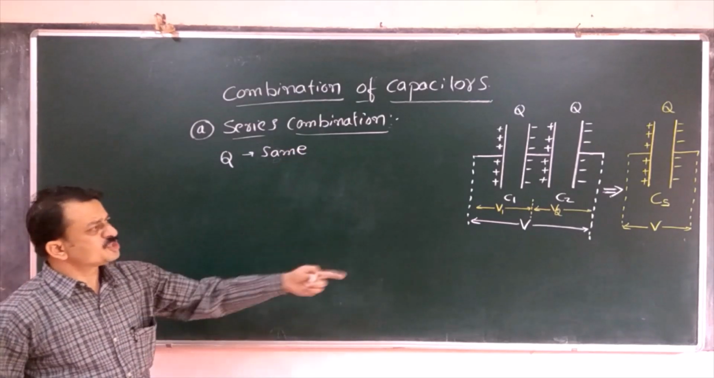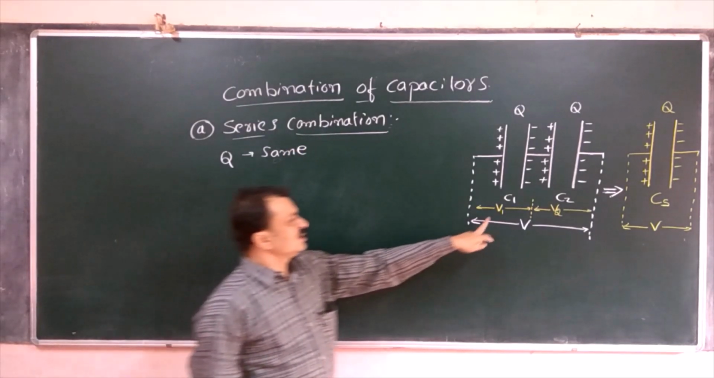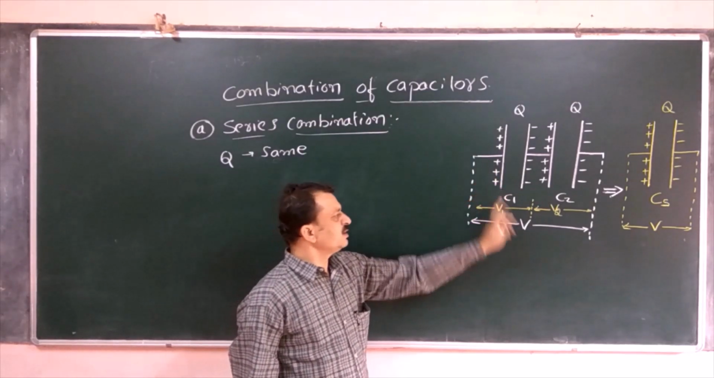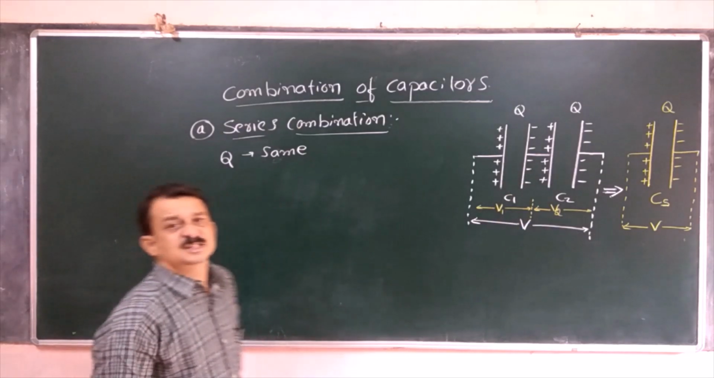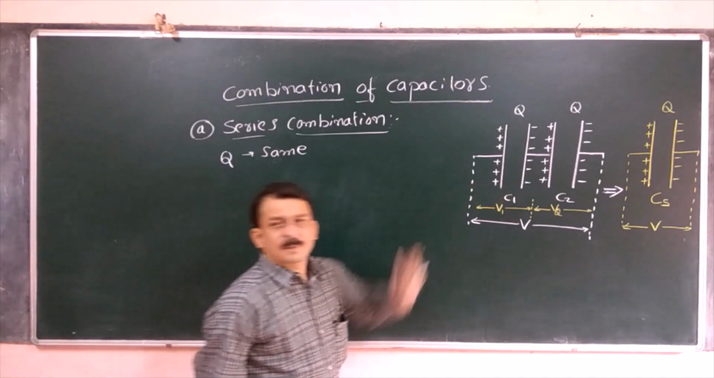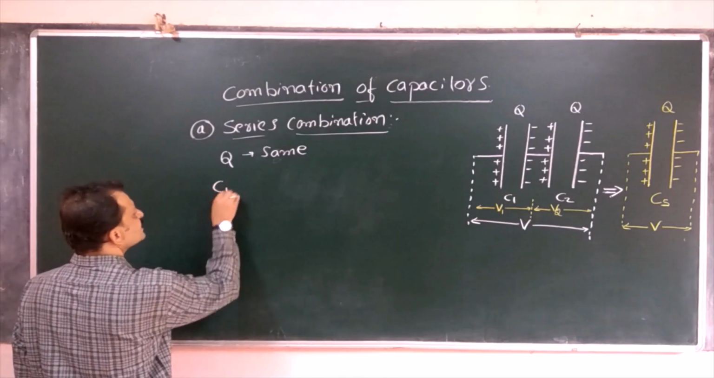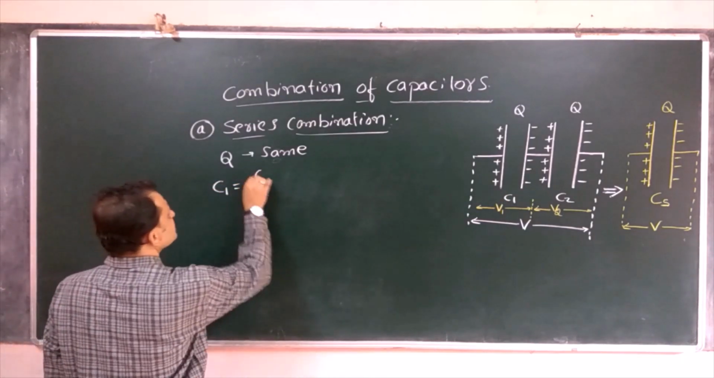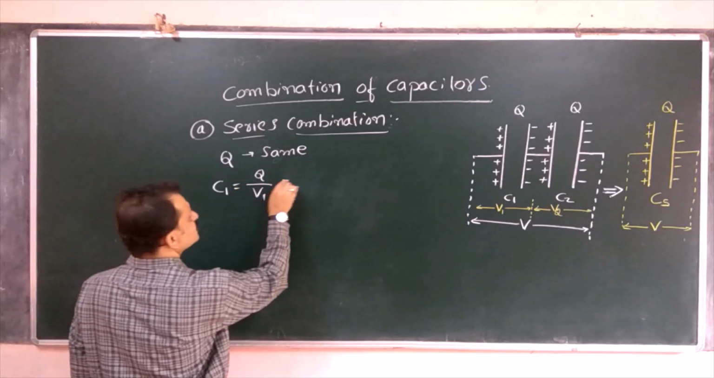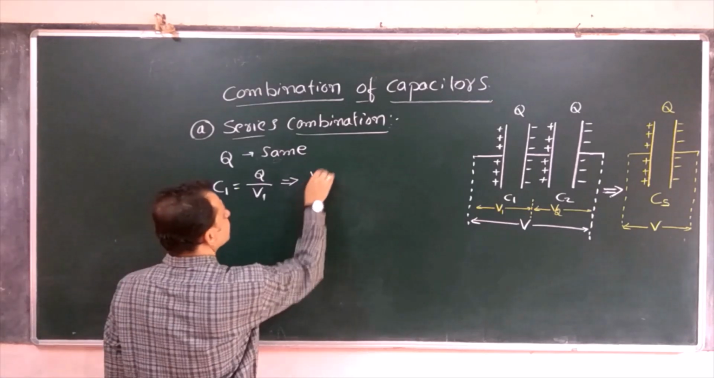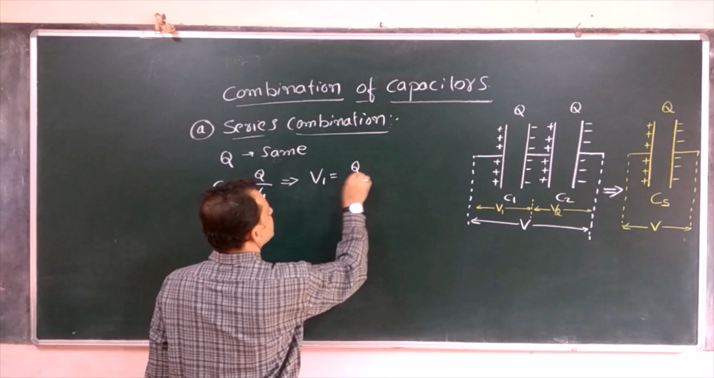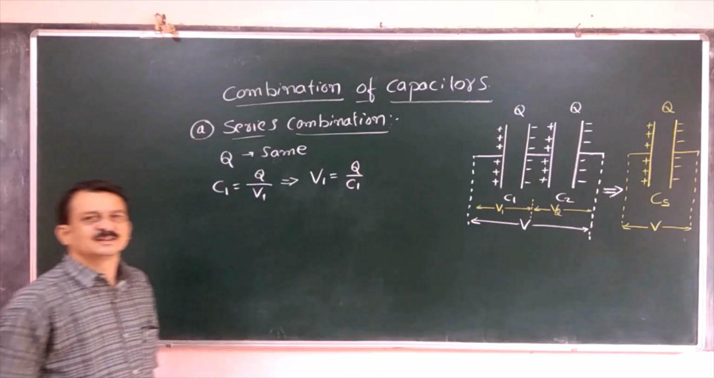But what is the applied potential V? It divides into V1 across the first capacitor C1 and V2 across the second capacitor C2. Now, by the definition of capacitance, C1 is given by the formula charge divided by voltage V1. From this expression, what is V1, the voltage across the first capacitor? It is simply Q divided by C1.